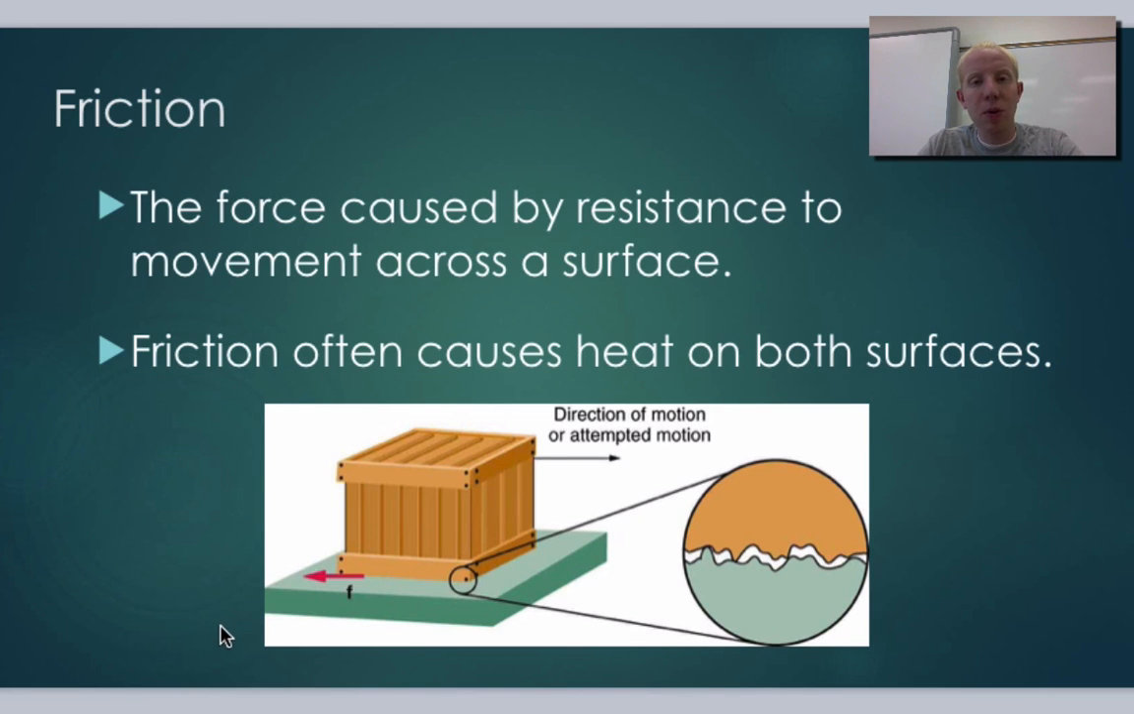So as something moves across the surface, it bumps into the little divots and bumps in the other surface, because nothing's perfectly smooth. And so as they're trying to move, they're going to get some resistance across that surface. And this often causes heat that's generated on both the surfaces because you're breaking some of the intermolecular forces between the different molecules in the surface, and as you do so, they release energy, which turns into heat.